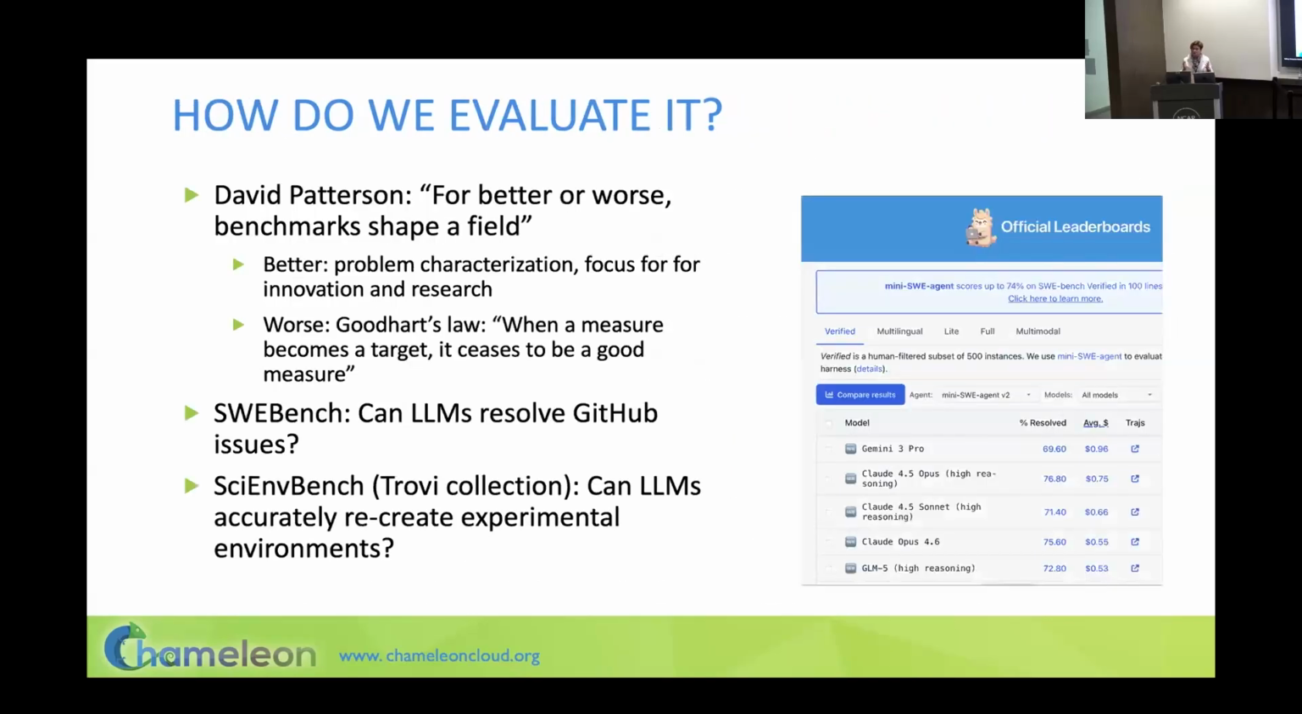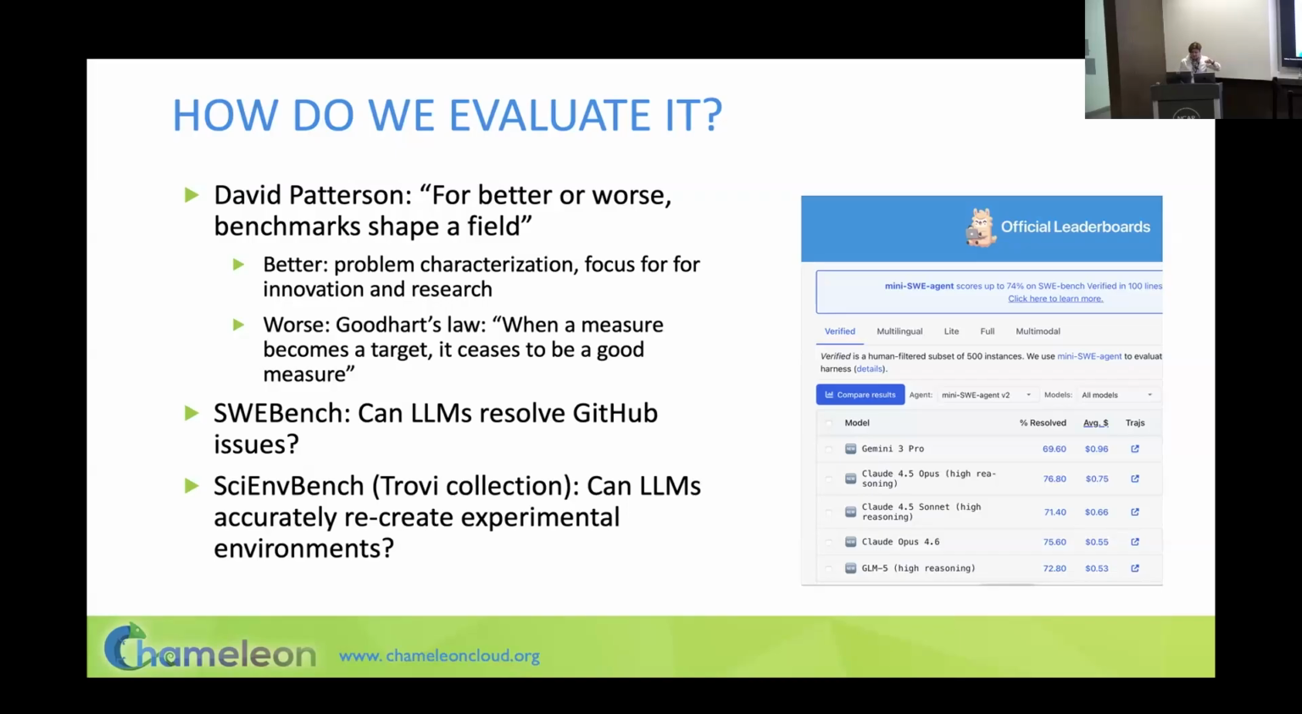And lastly, how do we evaluate those environments, and how do we evaluate the AI system for creating them? They're all based on a quote from David Patterson: for better or worse, benchmarks shape a field. It's actually the title of an editorial he wrote at some point. The better part is that a benchmark provides a focused way of problem characterization and a very actionable way of evaluating how good an algorithm or an approach is. There's also a sinister side to benchmarks, where things could go off the road a little bit.